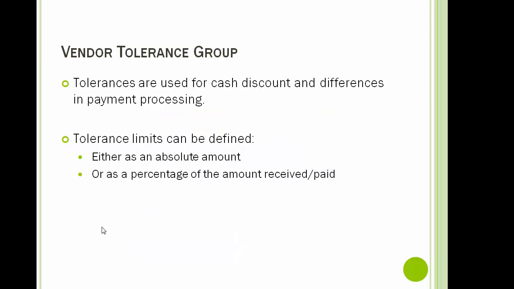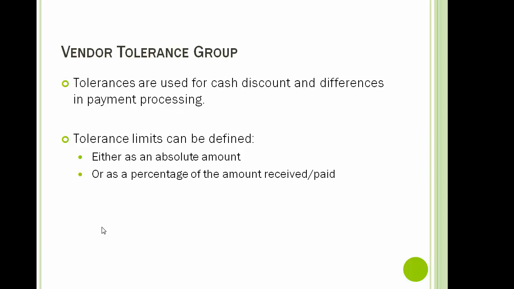Moving next to vendor tolerance group. Tolerance is basically used for cash discount and differences in payment processing. Tolerance limits can be defined either as an absolute amount or as a percentage of the amount received or paid. As we did in the GL, we defined tolerance for cash discount and payment differences; we defined tolerance as an absolute amount as well as a percentage for differences in payment, if you remember.